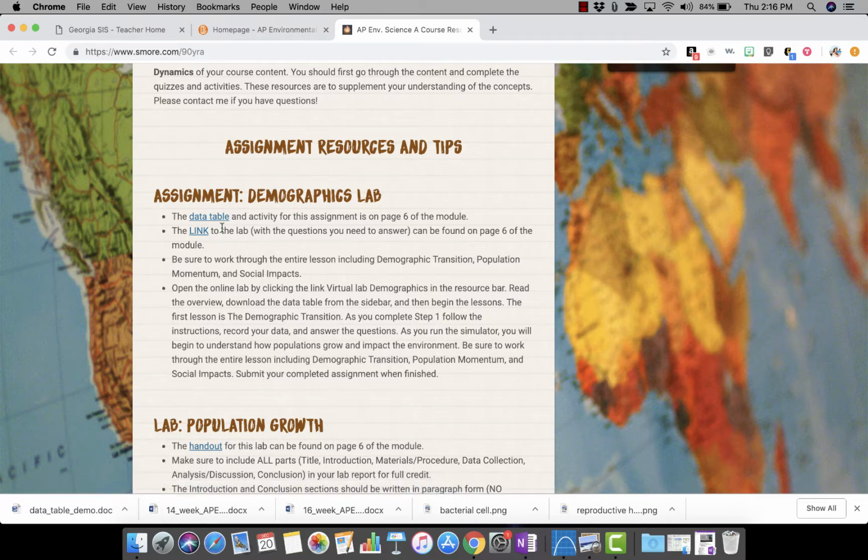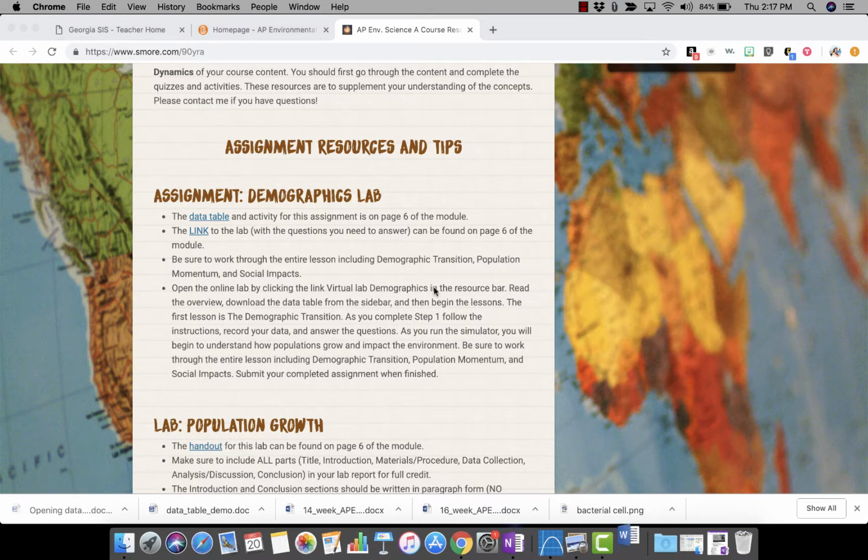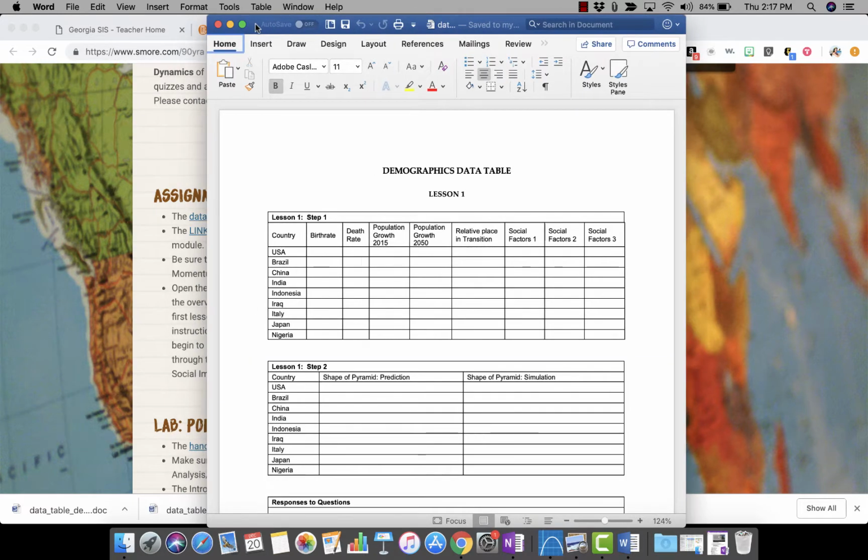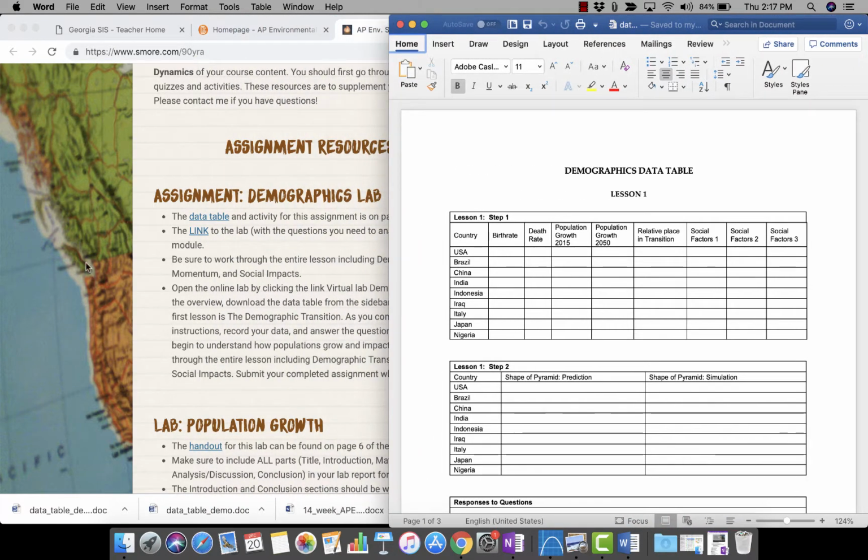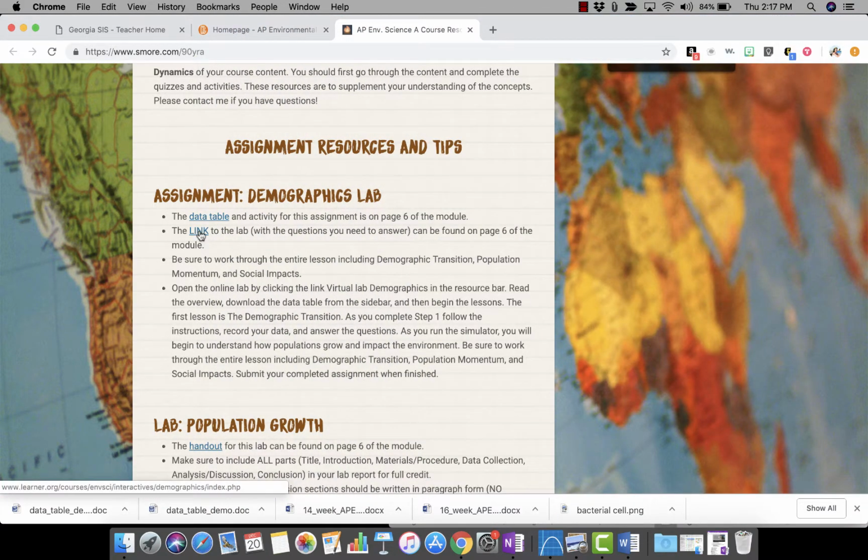So this lab has a data table for this assignment, and it's on page 6 of the module, or you can just click here and it's going to get the data table for you. I'm going to open it so you can see it. Okay, here it is. And then the link to the lab is right here. Basically, this is just showing you how to work the lab.